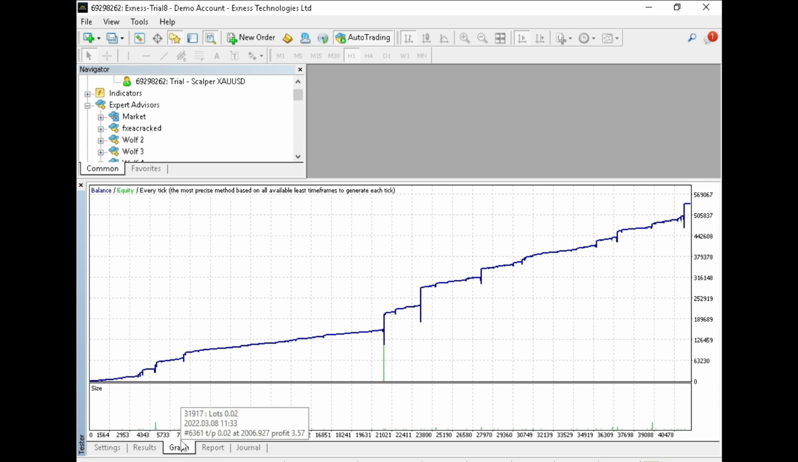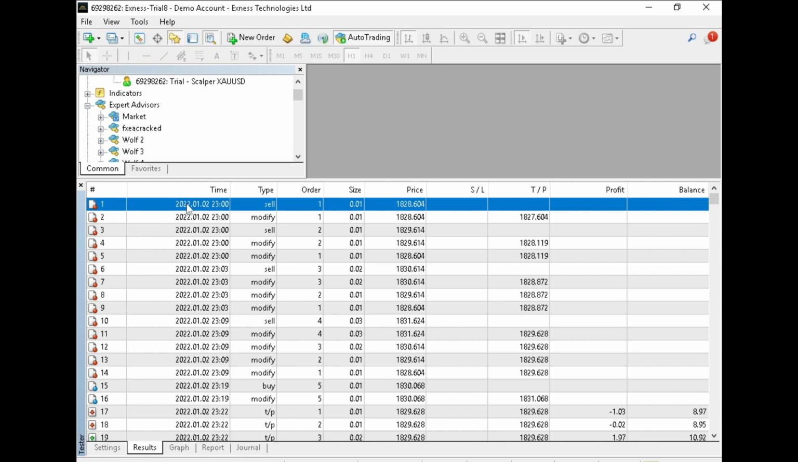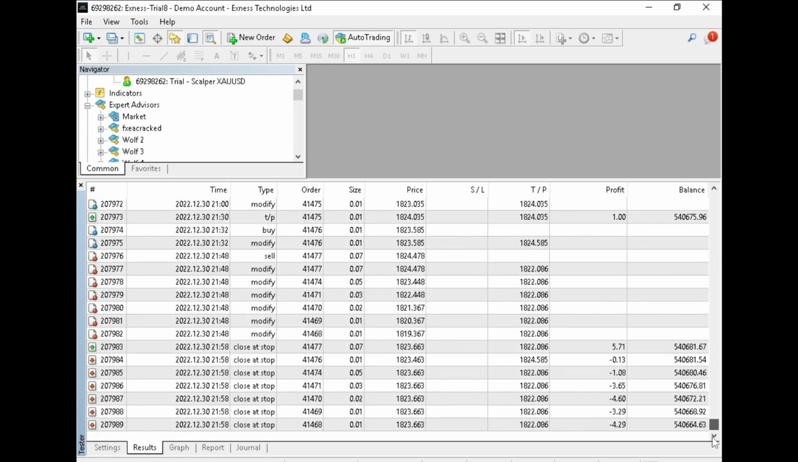Okay, continue. You can see here, this is a balance growth chart. The profits are obtained very quickly. My backtest starts on January 2, 2022, and ends on December 30, 2022.